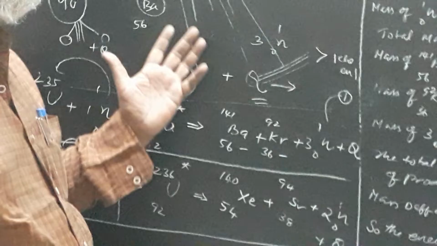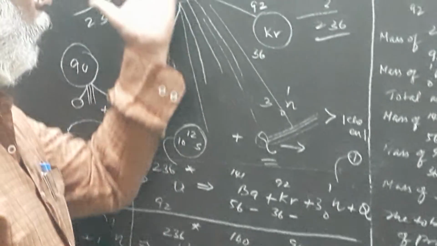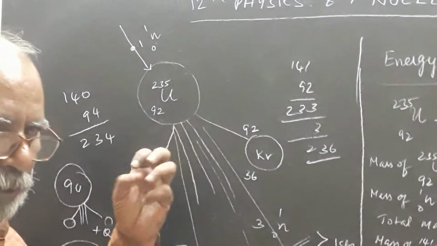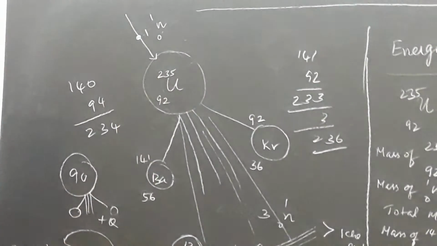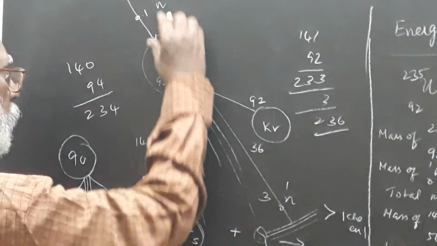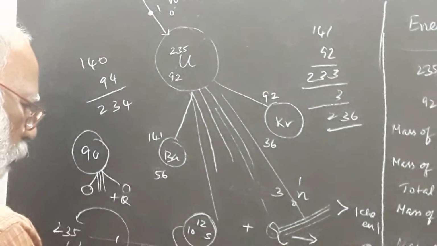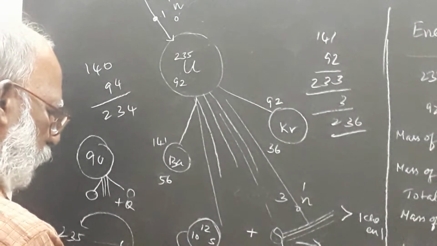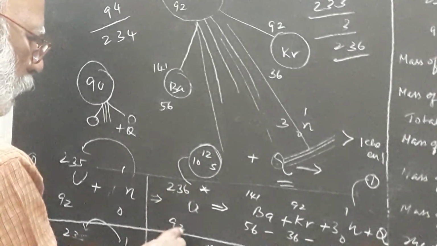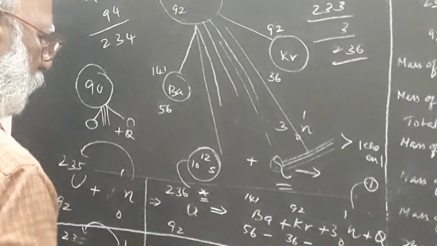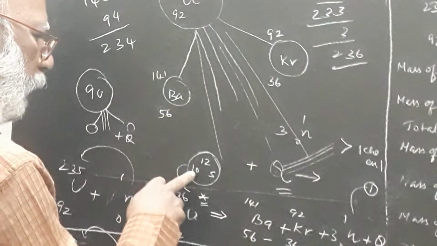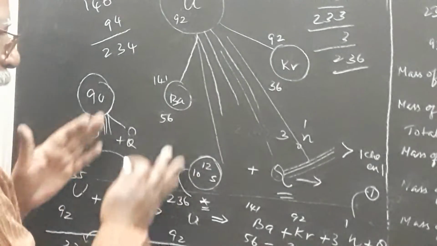Once again I repeat, when the neutron bombards the stable uranium nucleus, uranium 235 with atomic number 92, the uranium nucleus absorbs the neutron and moves to the excited state, increasing the mass by one, called uranium 236, 92, star. Star means excited state. It may stay excited only for 10 power minus 12 seconds. After that, naturally it decays.